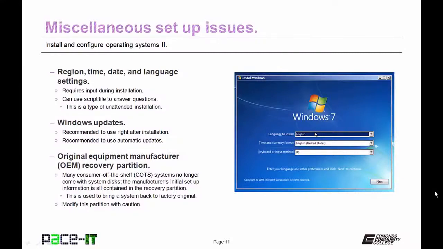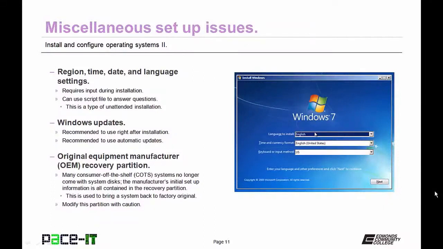Then there's Windows Update. It is recommended that you use Windows Update right after the installation to make sure everything's current. And then it's recommended that you automate updates. You set a time and allow for the process to become automated.